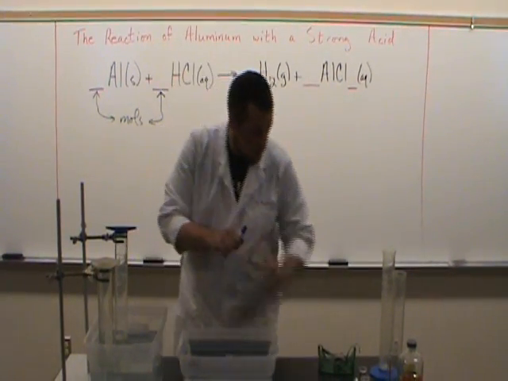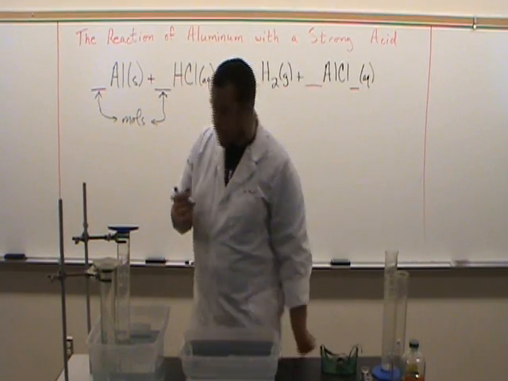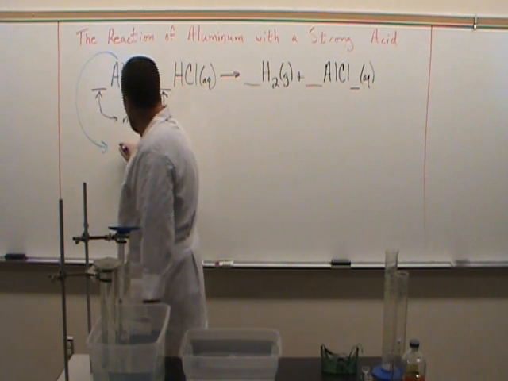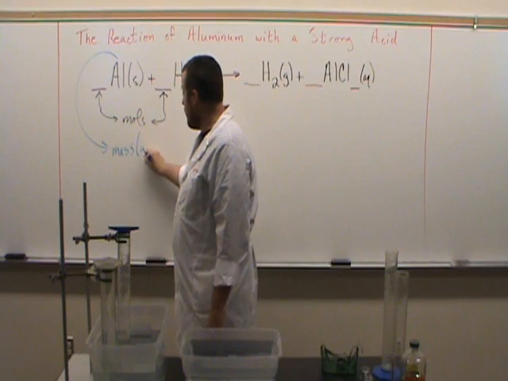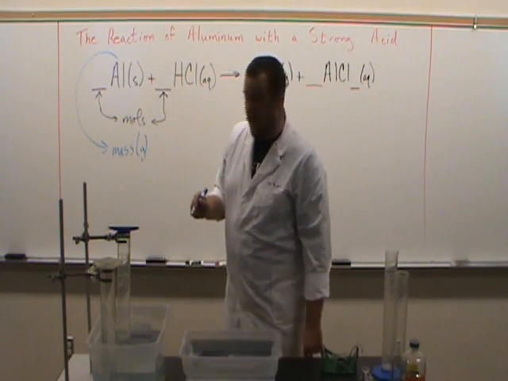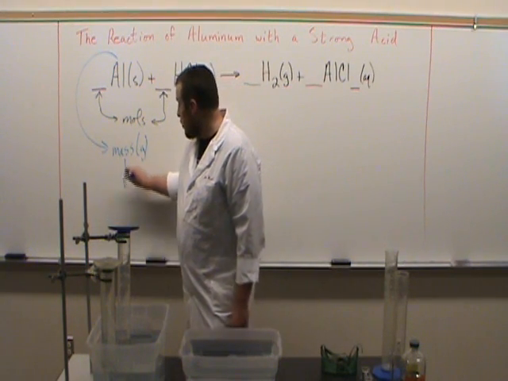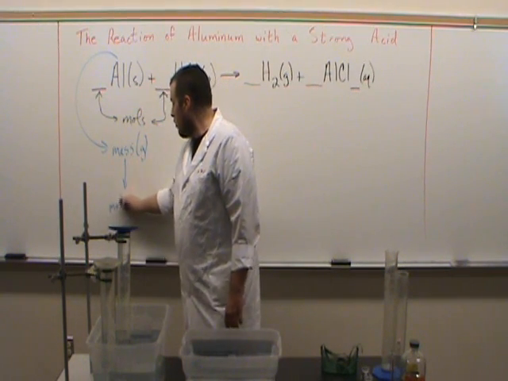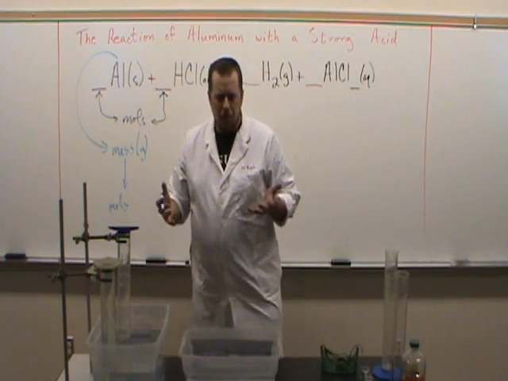Aluminum metal. Nice, easy to work with, solid. This actually is regular aluminum foil. We can get the mass of that aluminum in grams, and hopefully by this time everybody is pretty comfortable with converting grams of an element to moles of an element. What about HCl?